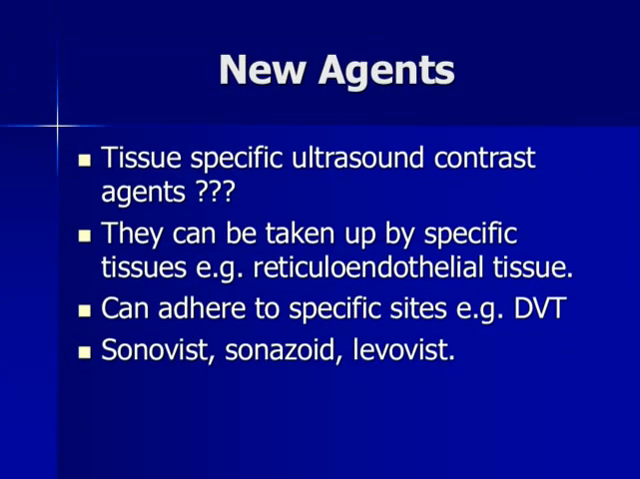New agents. There are a few agents in ultrasound, like tissue-specific ultrasound contrast agents. Contrast agents that go to specific tissues, not everywhere. They go to specific parts. Okay, they are taken up by, for example, reticuloendothelial tissue like liver and spleen. Okay, they can adhere to specific sites like DVT, for example. If you are not sure if there's a DVT or not, you can give it. It goes to the thrombus, to the clot, and adheres there and makes it more obvious for us. Like, for example, Sonovist, Sonazoid, and Levovist.